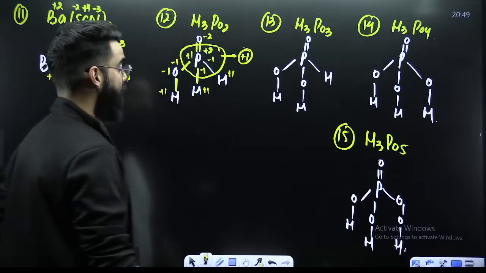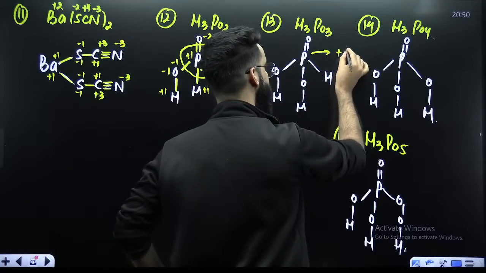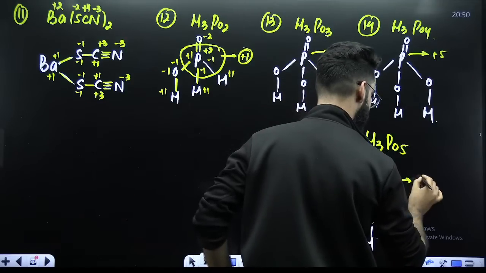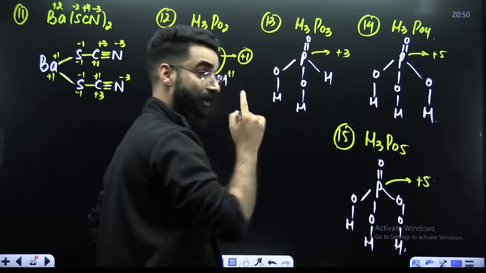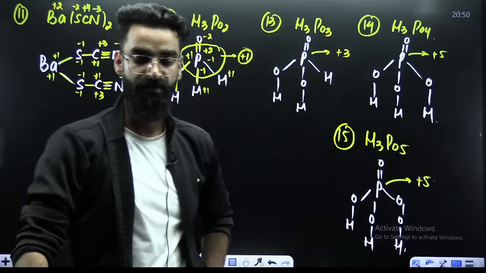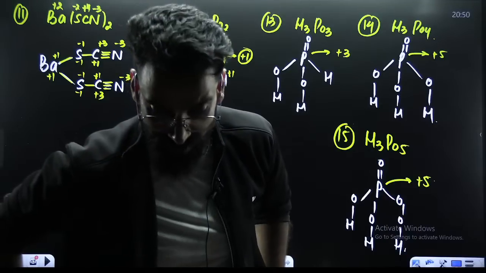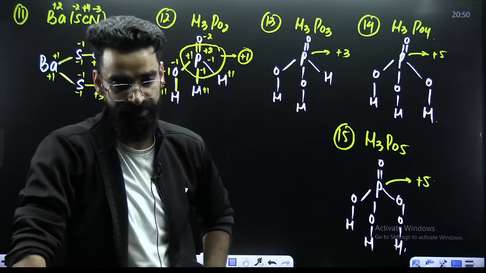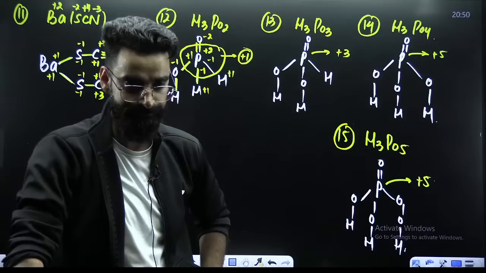I hope this is clear. Similarly, when you calculate for this, it comes out to be plus 3. When you calculate for this, it comes out to be plus 5. When you calculate for this, it again comes out to be plus 5 only. So my dear students, these are some very important structures which I would want every one of you to remember from now onwards. Am I clear till here?